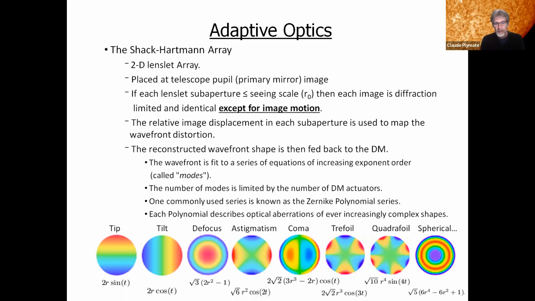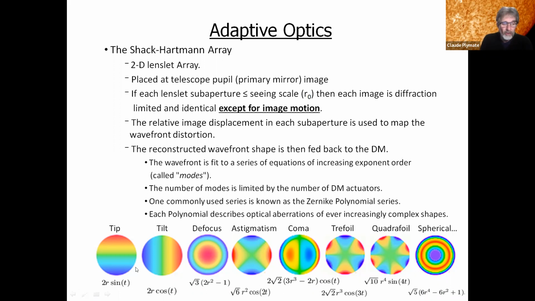One common exponential series is called the Zernike polynomial series, for the mathematician who originally came up with it. It is a popularly used polynomial series because each polynomial describes a physical optical aberration of ever higher order. Now, when I say higher order, I mean higher exponential order, but what it really physically translates to is basically more humps and bumps on the aberrated wavefront.